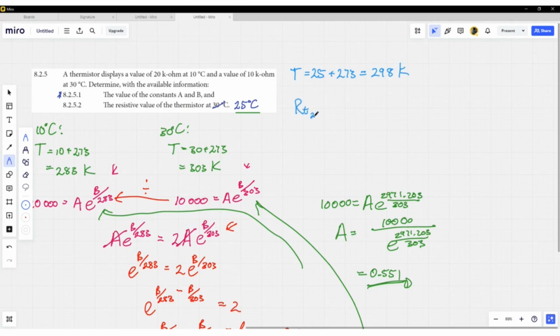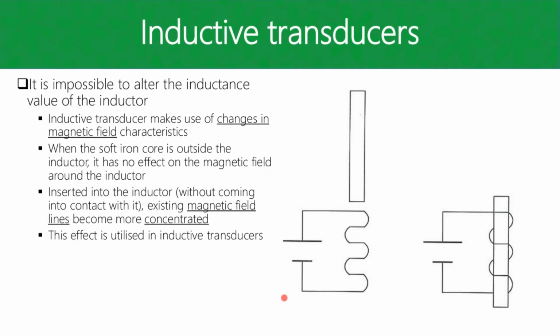And the resistance at 25 degrees C, okay, so we know what our A constant is, we know what our B constant is, which is 2971.203, at a temperature of 298. And that will give you a resistance of 11.784 kilo ohms. Right, everyone happy? Everyone good? Any questions? Okay.